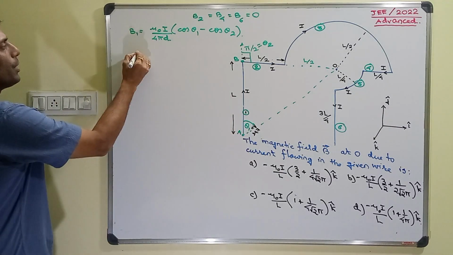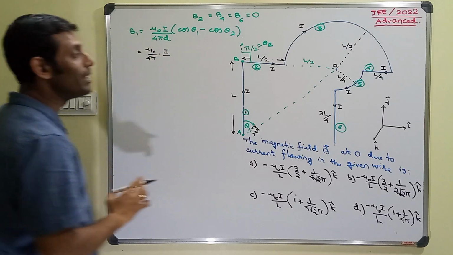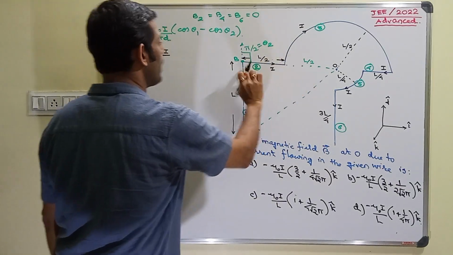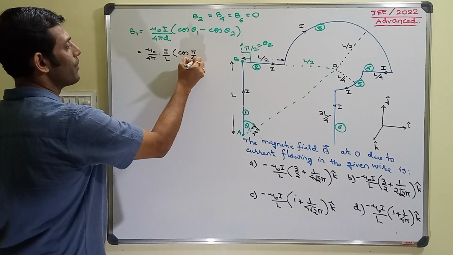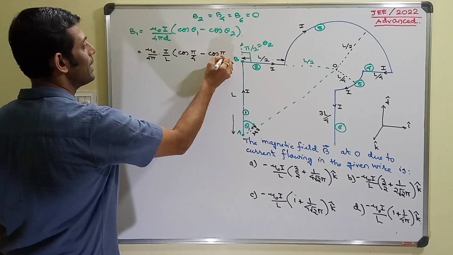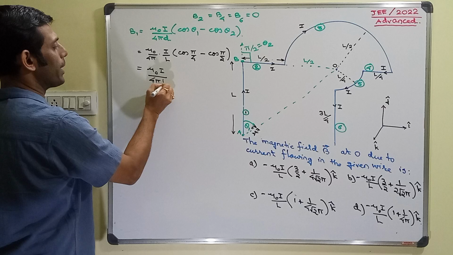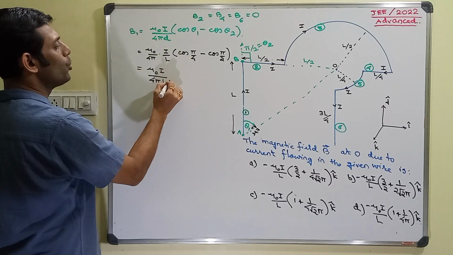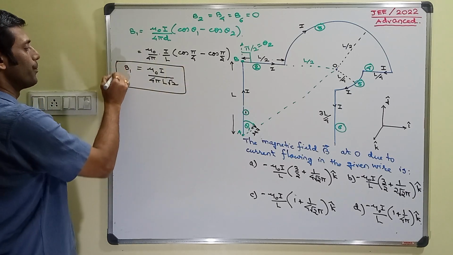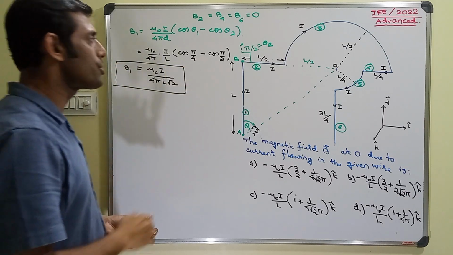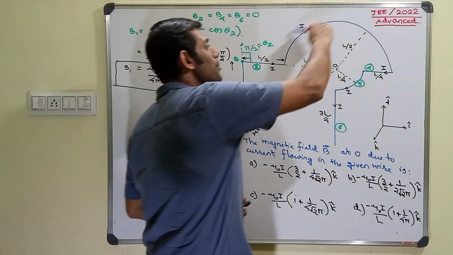If you say that this angle is pi by 4, then your calculation is mu naught by 4 pi I by d. This particular part has a length of L from here, so 4 pi L into cos of 45 degree minus cos of 90 degree. This brings in mu naught I by 4 pi L into 1 by root 2. This is your B1 calculation. B2, B4, B6 are already 0 as we discussed, and then this semicircular part.